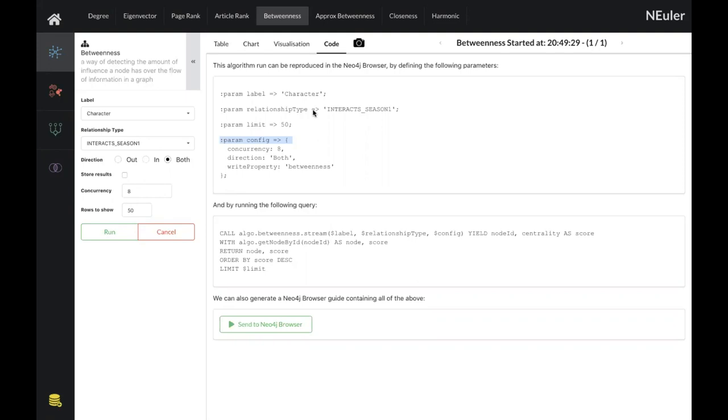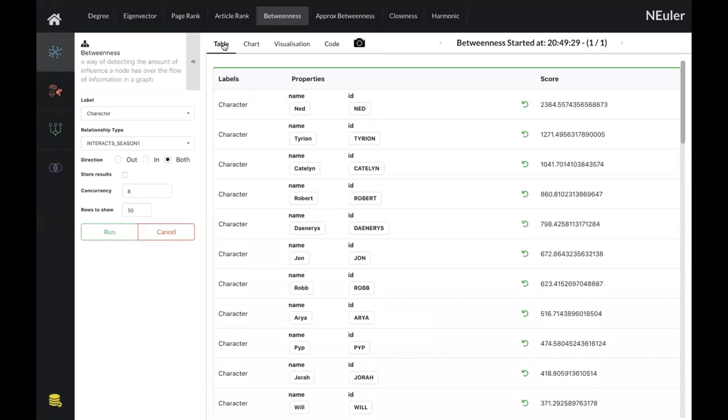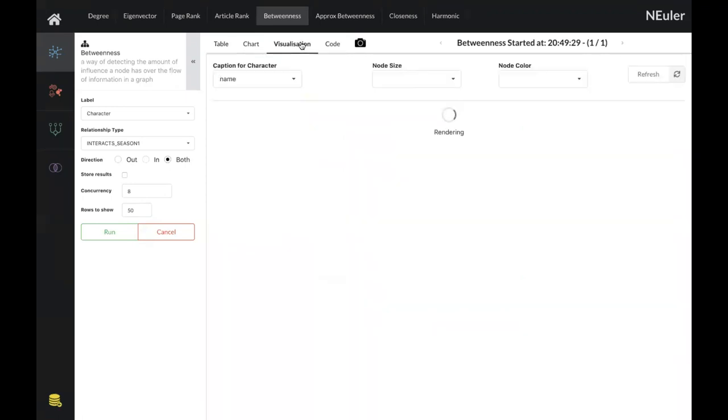It doesn't have to create the plan anymore. So that's why this thing is at the top here, but at the bottom here, you see exactly the query that we had earlier, gds.betweenness.stream, right? That's what we had in the previous thing. And then it shows you a table view of the results, with Ned, Tyrion, whatever. And you can also visualize it and render it.